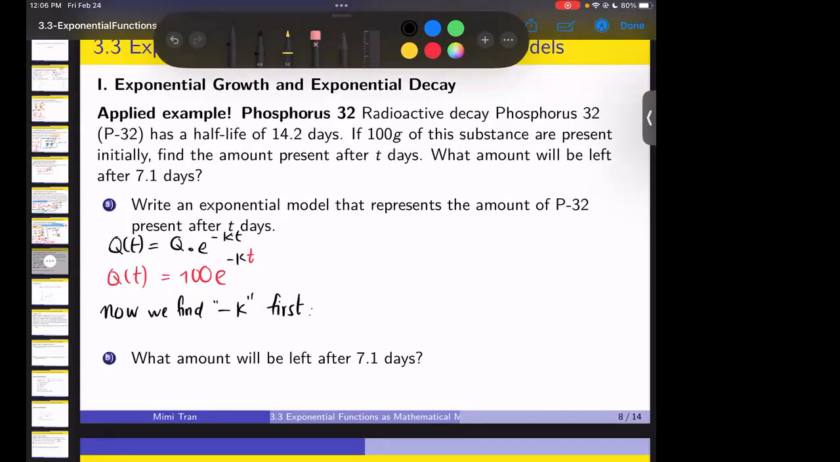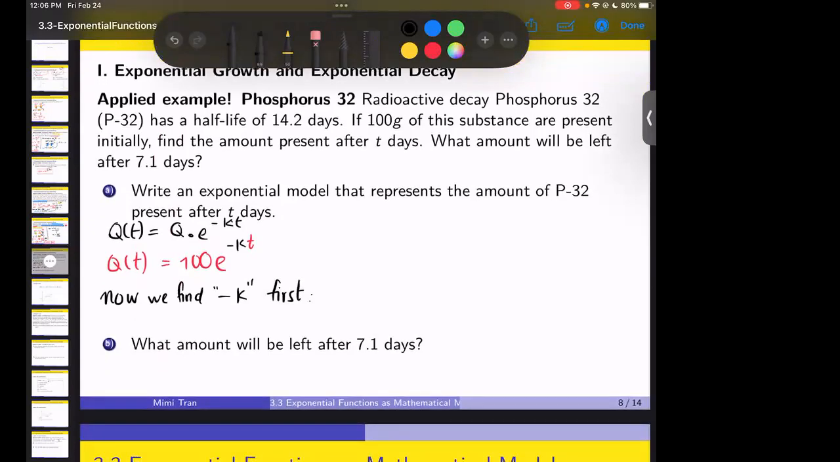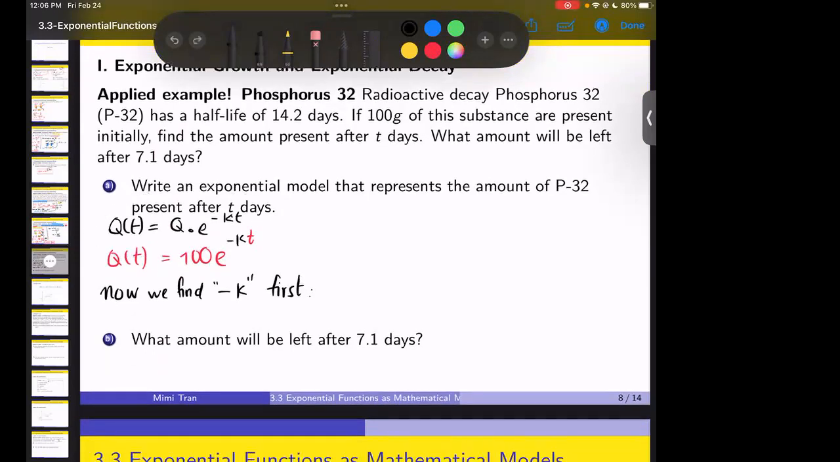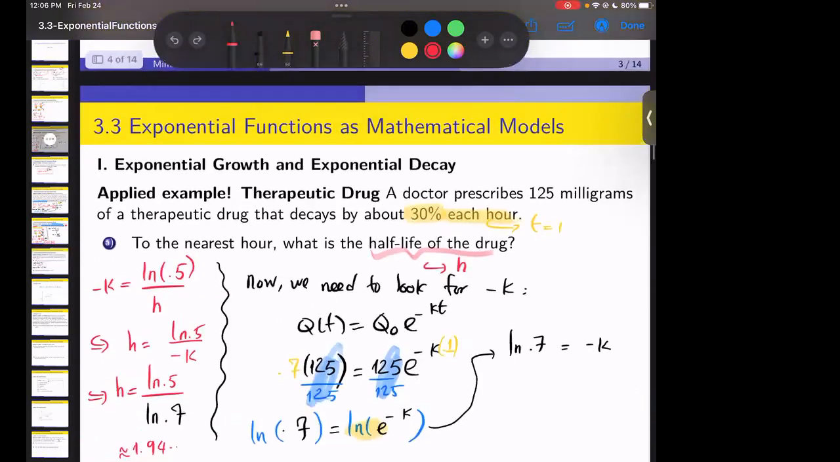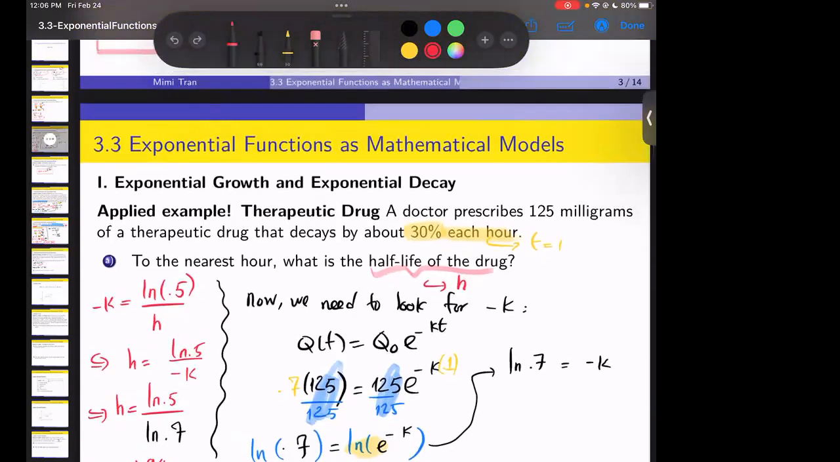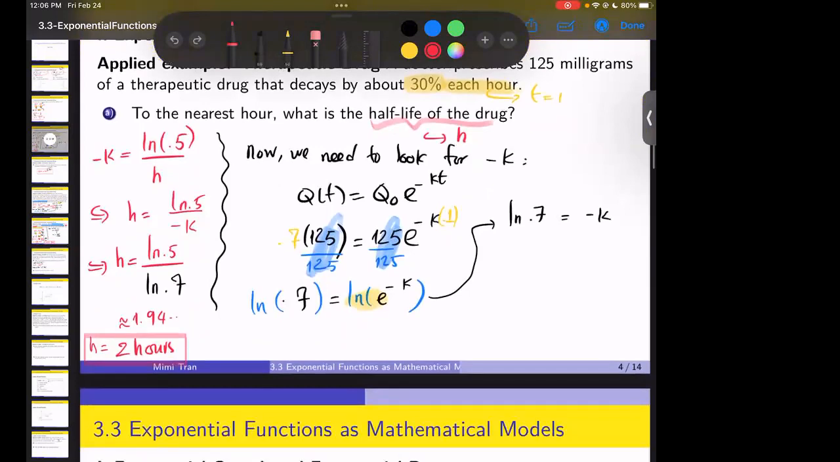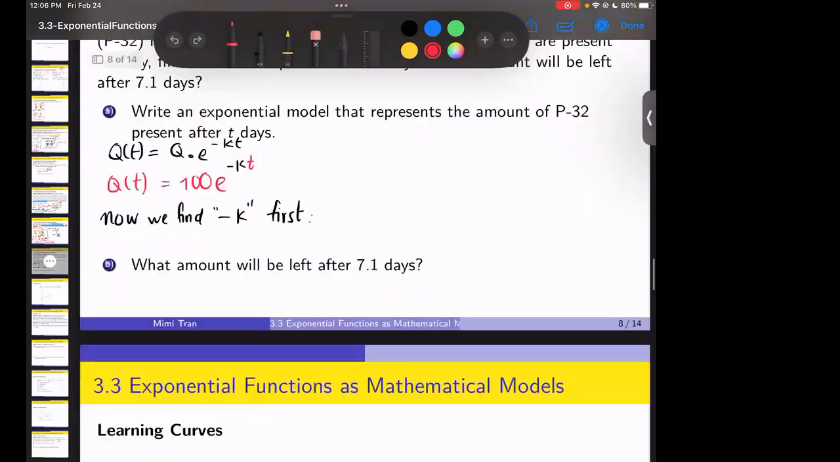You can remember the formula for half-life. Remember that one, I'm not giving you. That one you're supposed to either construct from scratch or memorize. I'm not giving you that one. I'll give you this one though. Let me construct it right here. Recall the formula: negative K equals ln of 0.5 divided by h, where h is your half-life, right?